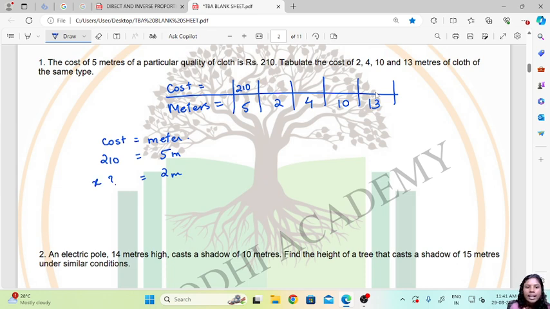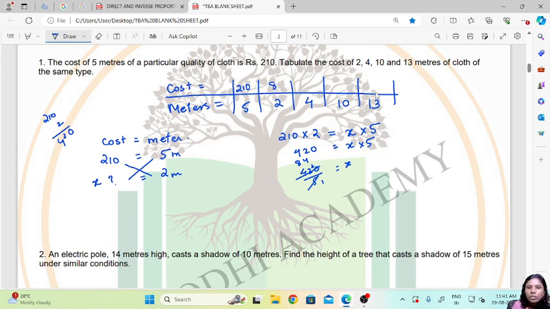Now what we can do here is cross multiply. If we cross multiply, this will become 210 into 2 equals x into 5. So 210 into 2 will be 420. So 420 equals x into 5. Now if we take this 5 to the other side, 420 upon 5 equals x. 5 eights are 40 and 2 goes here, 84. So for 2 meters we are paying 84 rupees.